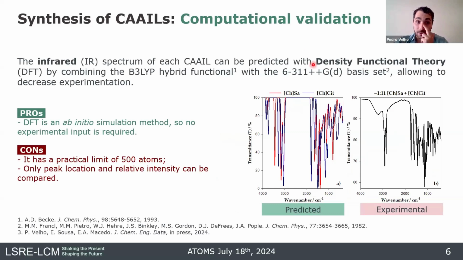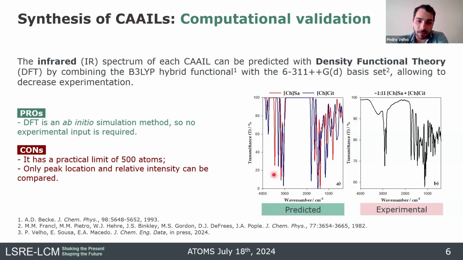As you know, density functional theory has many pros, such as being an ab initio simulation method, so no experimental input is required, but it also has some cons. For example, it has a practical limit of 500 atoms, and we can only compare peak location and relative intensity between an IR spectra and an FTIR spectra. In our group, we predict infrared spectra normally by combining the B3LYP hybrid functional with the 6-311++G(d,p) basis set, in an effort to try to decrease experimentation.